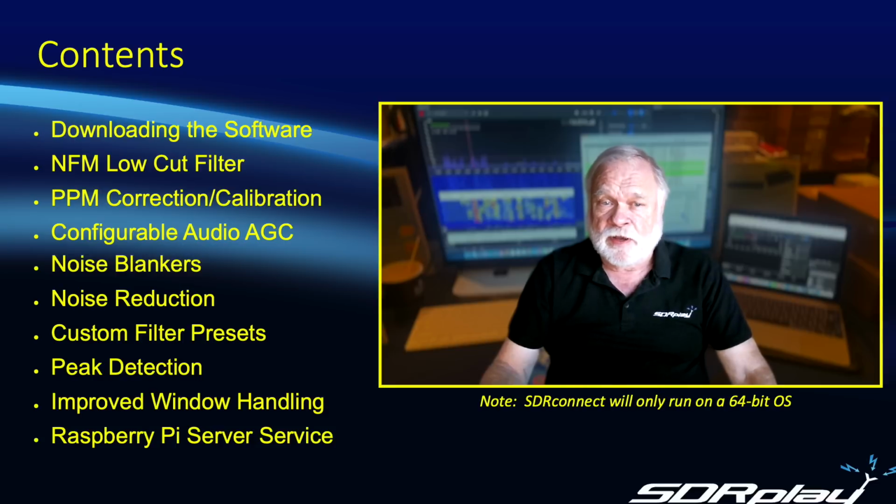We have a narrow FM low cut filter, which will appeal to those of you doing 2 meters, trying to get rid of CTSS tones and so on. We have included now a PPM calibration and correction scheme. We now have configurable audio AGC. We have introduced both wideband and narrowband noise blankers, custom filter presets, and we've considerably improved the way windows are handled when you want to drag them out and float them or dock them together. And then finally, we've made some changes to the Raspberry Pi service to make it easier for you to either run the service automatically or disable it.